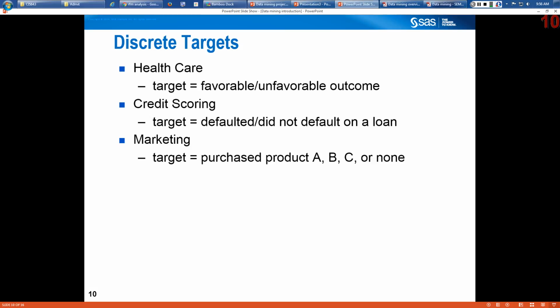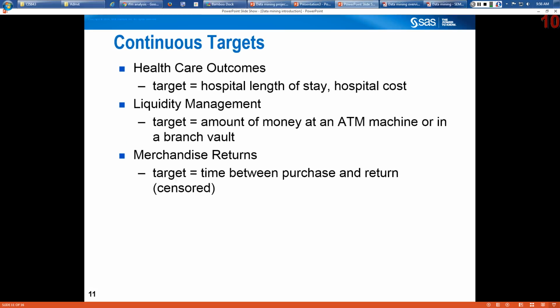That will be a discrete target. And there are continuous targets you can think of, such as how long a patient will stay at a hospital, or how much the cost of patient treatment would be. These may be continuous variable values, and they can be the outcomes, or they can be the targets.